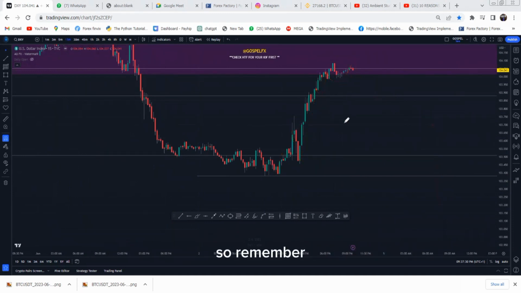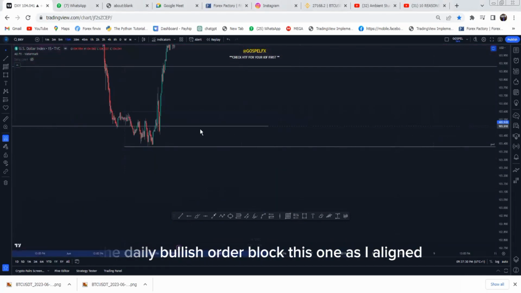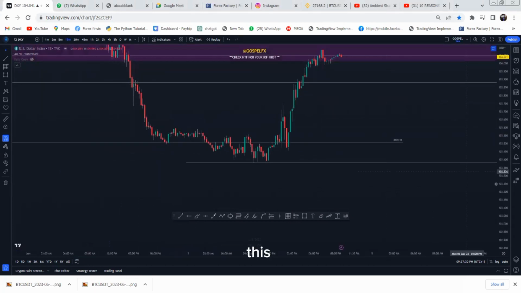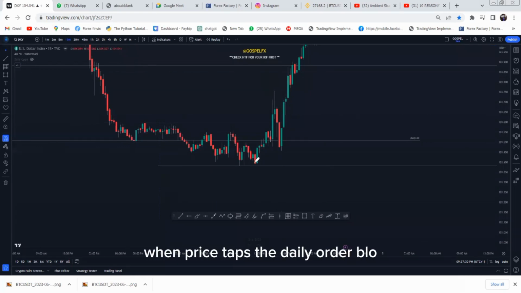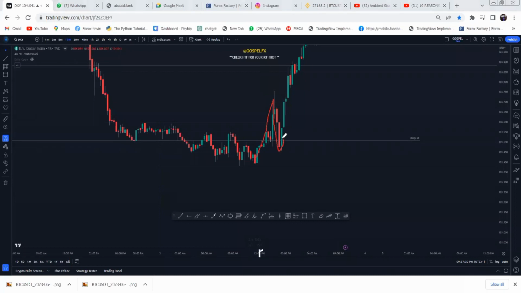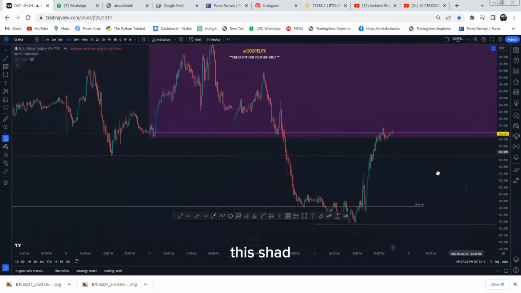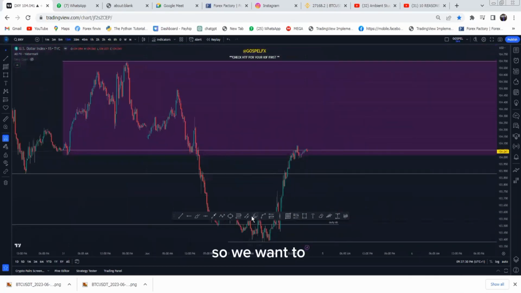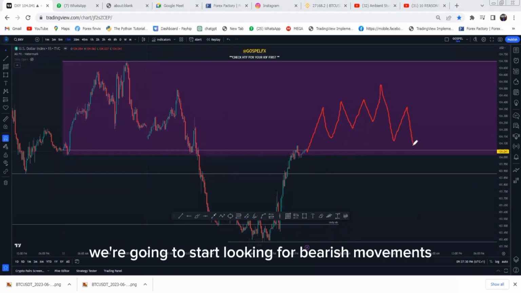All right. So remember that when price tapped into the daily bullish order block, this one as I aligned, this is the signature we had. Okay, in the community we had some buys from here, which means that when price tapped the daily order block, we had this signature here, right? Optimal trade entry, and then you go long. Now, this is the same fractal nature of price we want to see at this point, this shaded portion. So we want to see price play around this area, and then it gives us a signature. We're going to start looking for bearish movements.